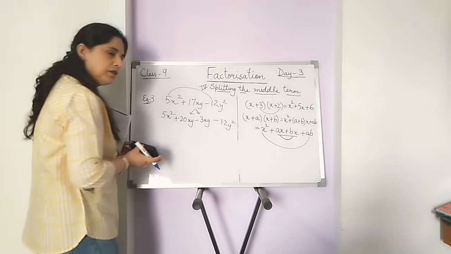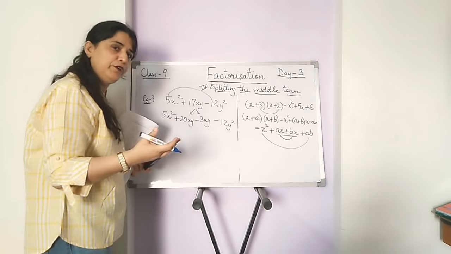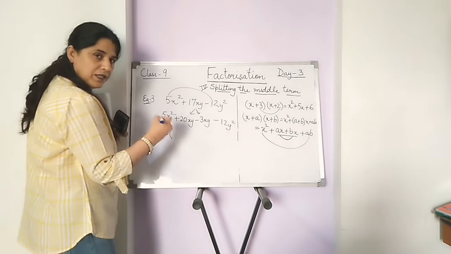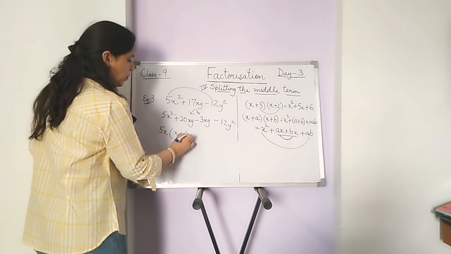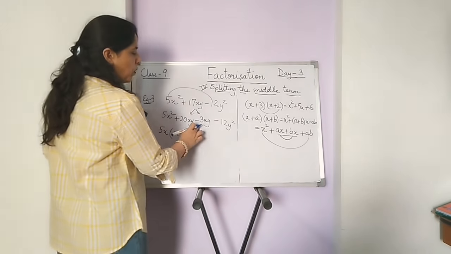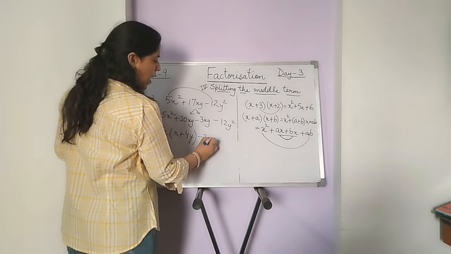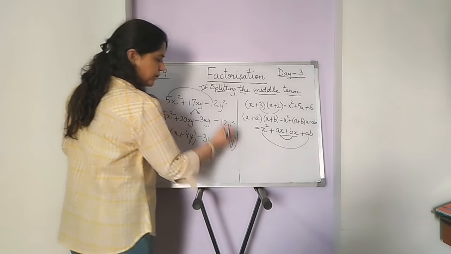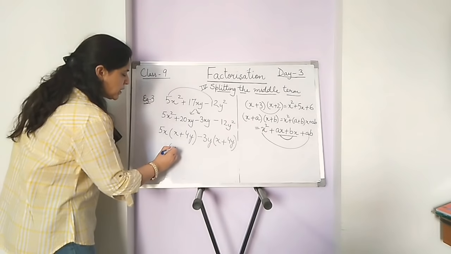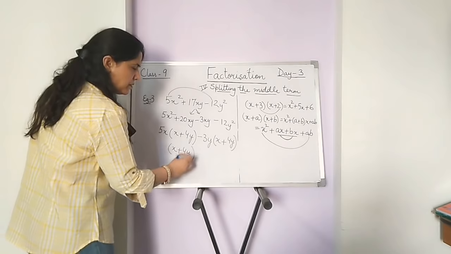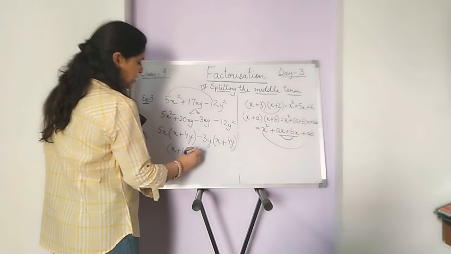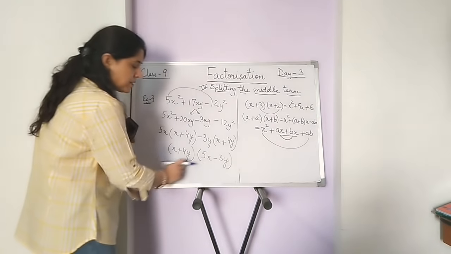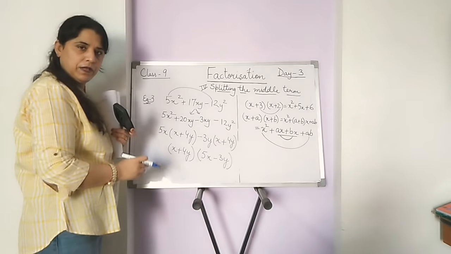Okay. Now what will we do next? We will do the grouping here. What is common in these two? 5x. What goes in the bracket? x plus 4y. Okay. What is common in these? Minus 3y. What goes inside is x plus 4y. So x plus 4y is the common bracket. It goes out, and whatever is left is packed in another bracket, 5x minus 3y. You can check your answer: multiply these two brackets, and you will get the same answer.